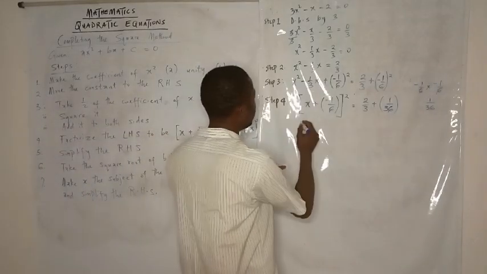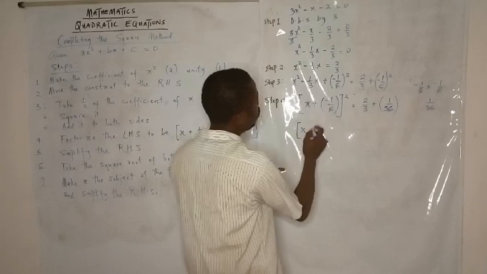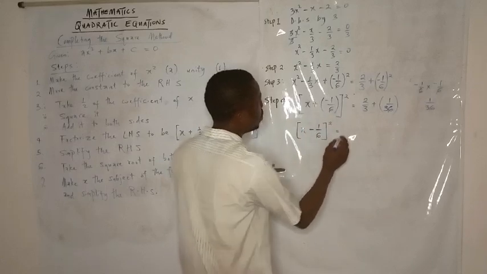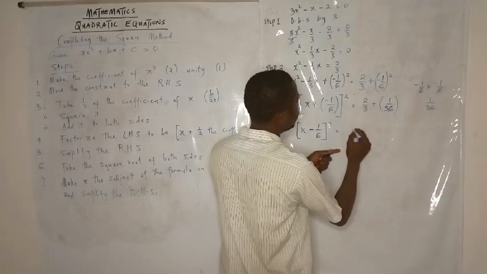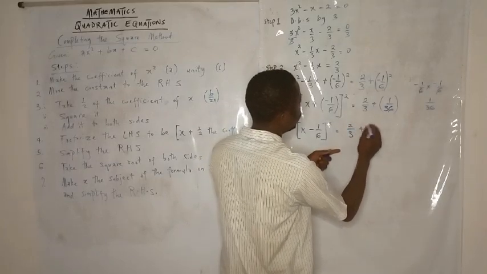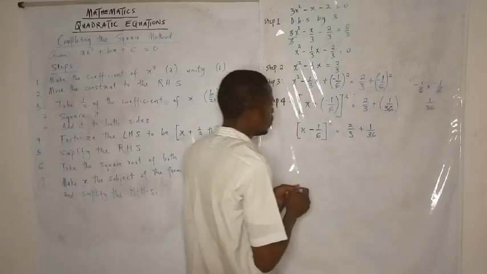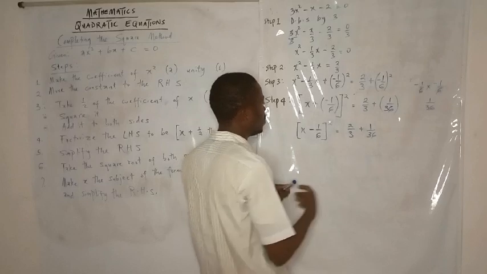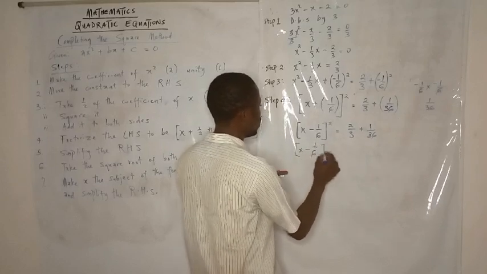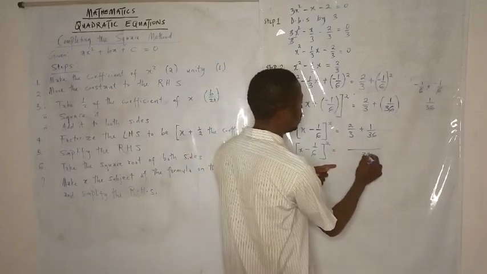So we will still have x plus times minus will be minus 1 over 6 all squared will be equal to, here we have 2 over 3 plus, we can remove the brackets to give us 1 over 36. And so here we look for the LCM of 3 and 36. We have x minus 1 over 6 all squared is equal to, the LCM of 3 and 36 is 36.